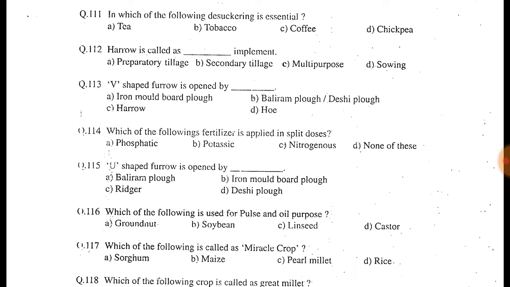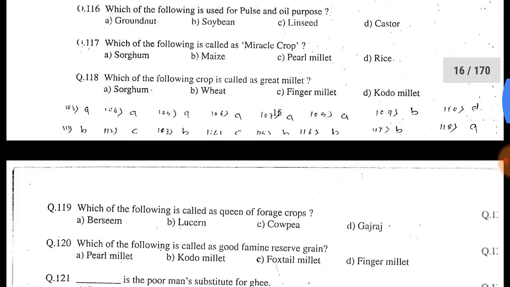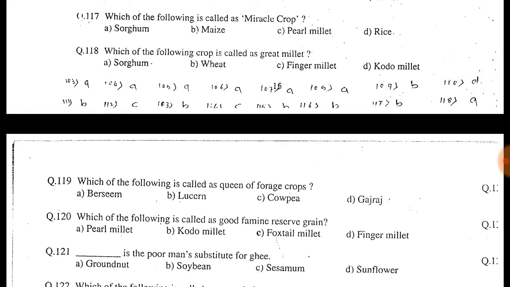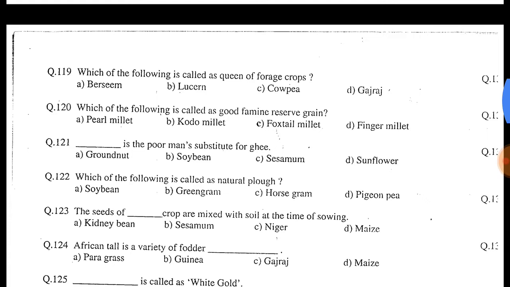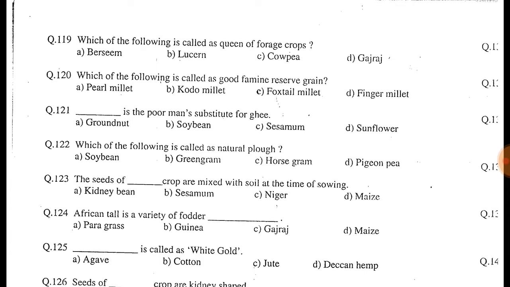116. Which of the following is used for pulse and oil purpose? Soybean. Which of the following is called a miracle crop? Maize. Which of the following crops is called great millet? Sorghum. Which of the following is called queen of forage crops? Berseem. Which of the following is called a good famine reserve grain? Kodo millet.